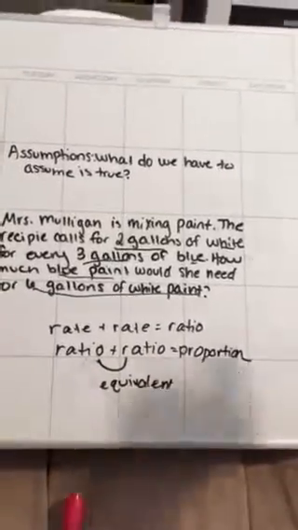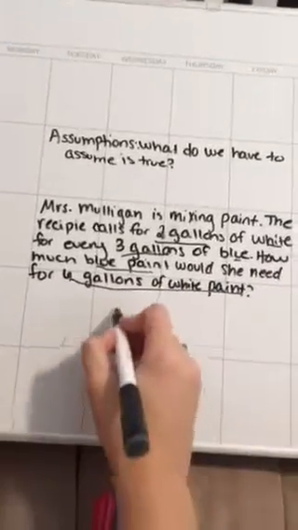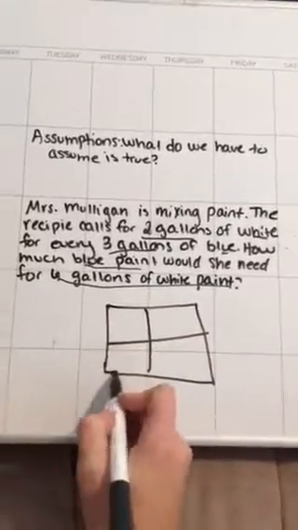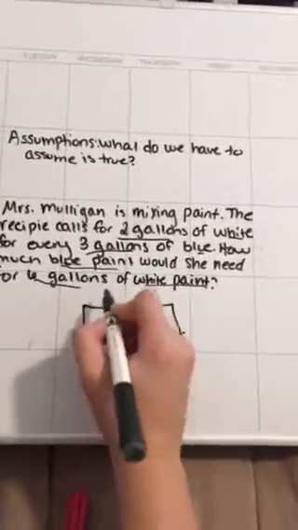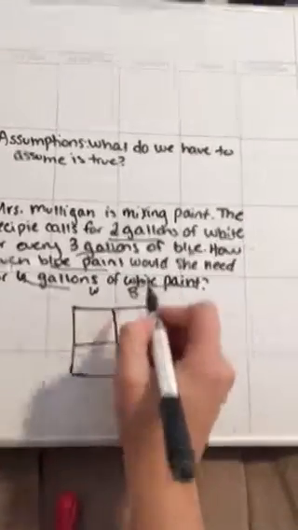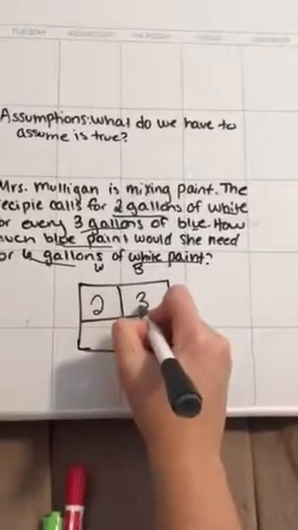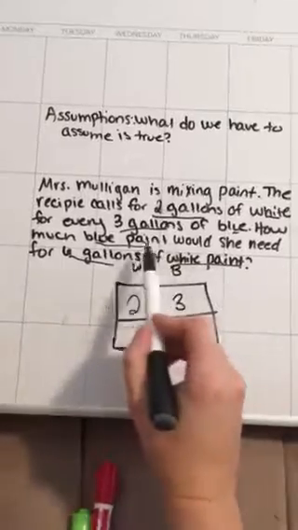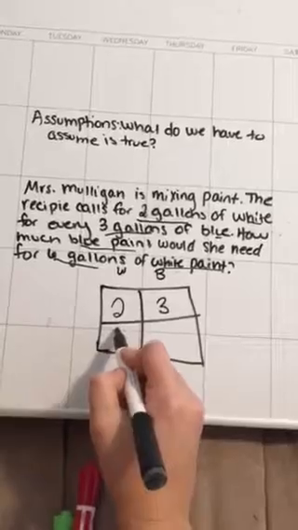So, what I'm going to do is I'm going to go ahead and make a factor puzzle to help me solve it. And I'm going to really label up top. So I've got white paint over here and I've got blue paint over here because I don't want to get it confused. So my white paint is going to be 2 gallons of white and then I'm going to have 3 gallons of blue. And it's asking me how much blue paint would she need for 6 gallons of white. So I know I need to put 6 down here.